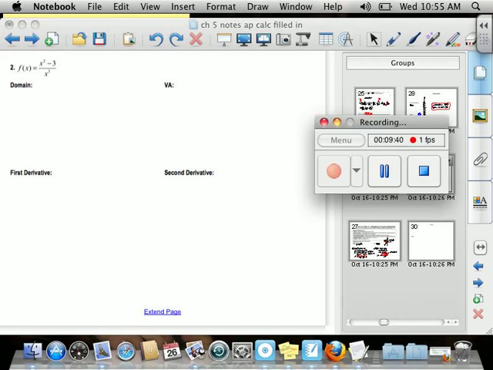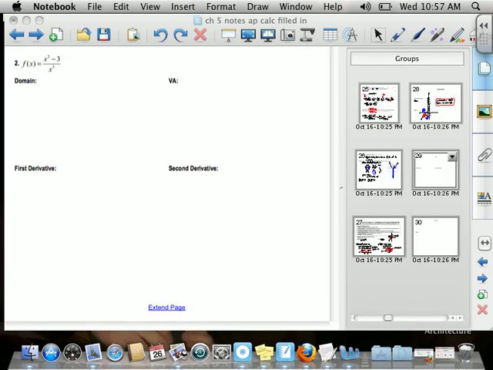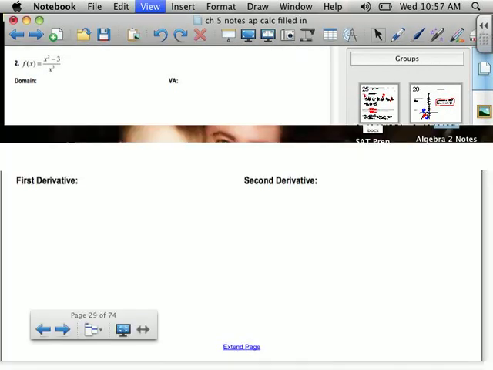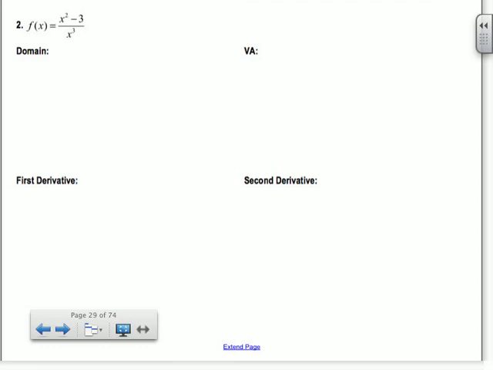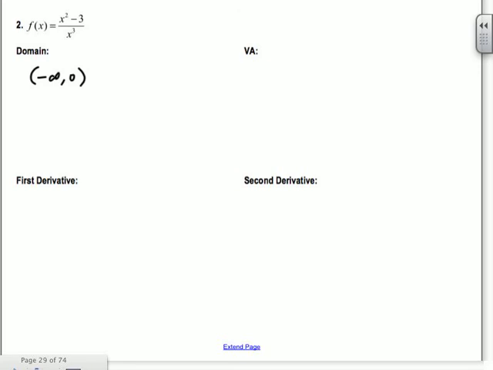Okay, so what'd you guys get for a domain? It has to skip over 0 because 0 is when it's undefined, right? Okay, the vertical asymptote is x equals 0. That's why it's undefined there. So you just set your denominator equal to 0. Your first derivative, these are going to be a little tricky. So low d high minus high d low, all over the square of what's below.